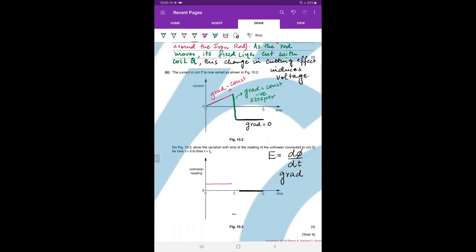The what is the gradient in the current time graph denoting the rate at which the current varies, na? And that rate of change of current is responsible for inducing EMF. So you can say that the gradient of the graph of current against time is telling us the rate at which current varies, and that change in current brings about a change in magnetic field, which eventually causes EMF to be induced.